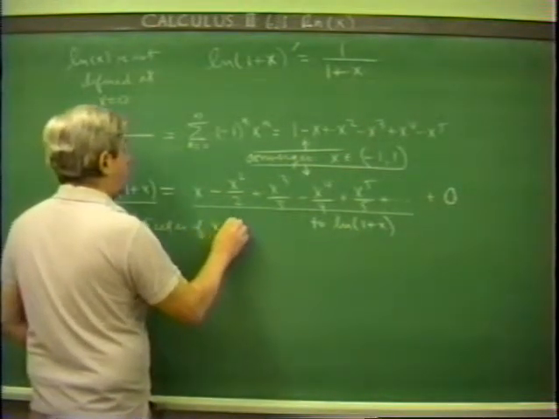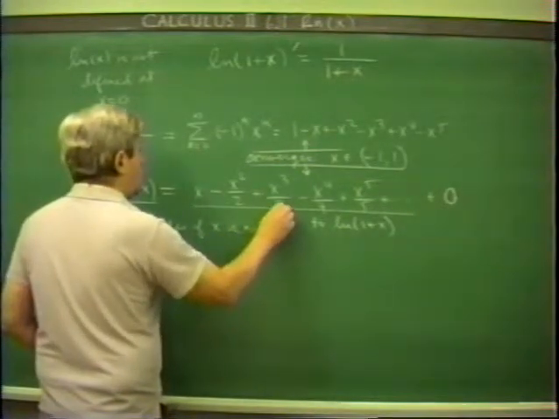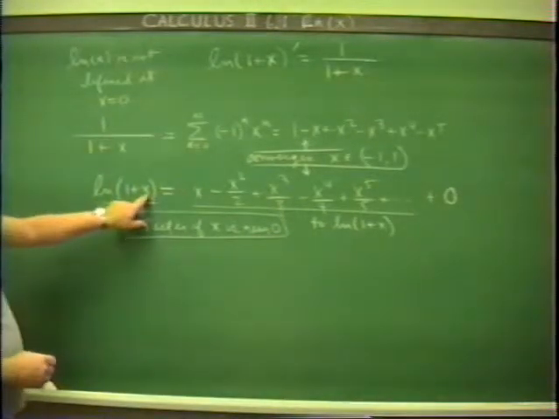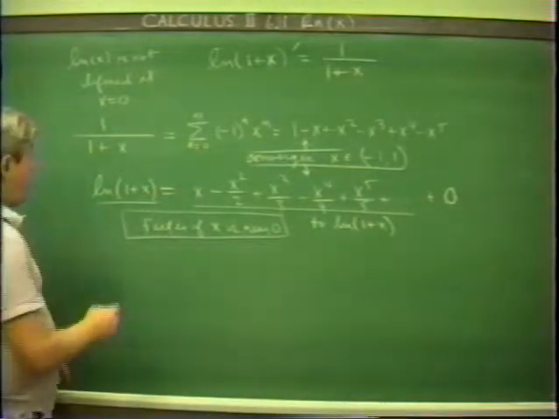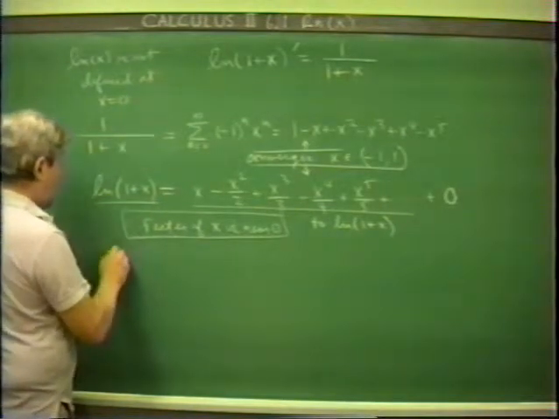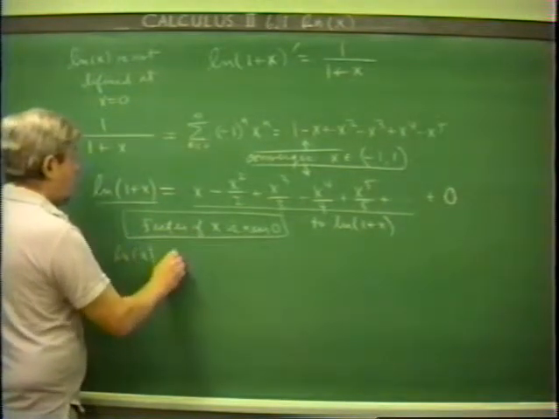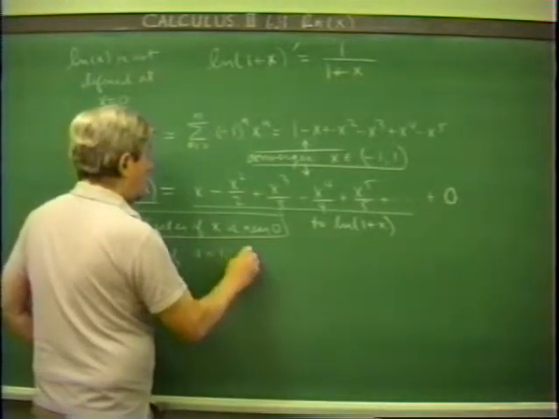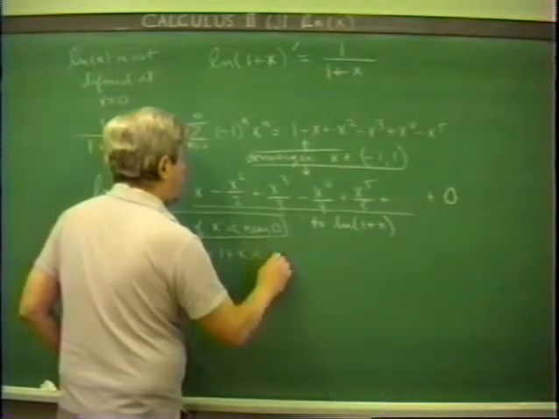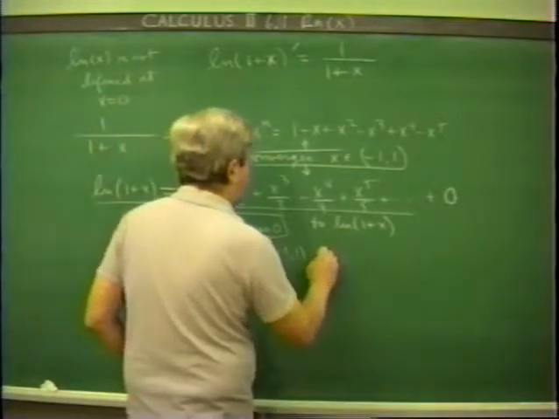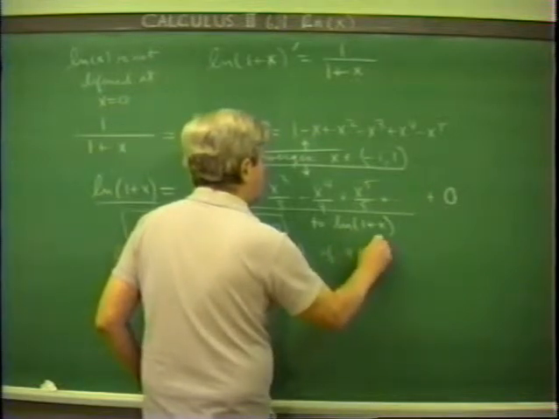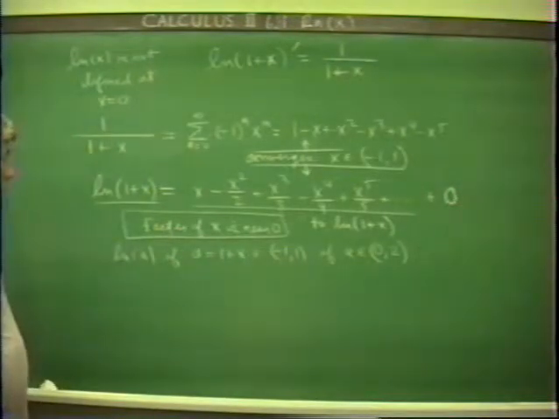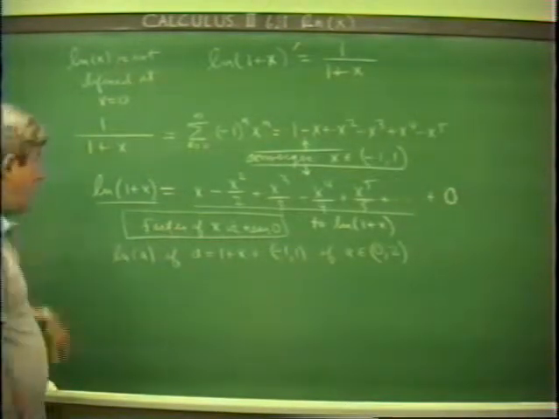Now, it converges faster if x is near 0. All right? Well, the conclusion here is that from this you can find log of any number a if a can be written as 1 plus x with x in the interval from minus 1 to 1. Well, that's to say, if a is in the interval from 0 to 2.